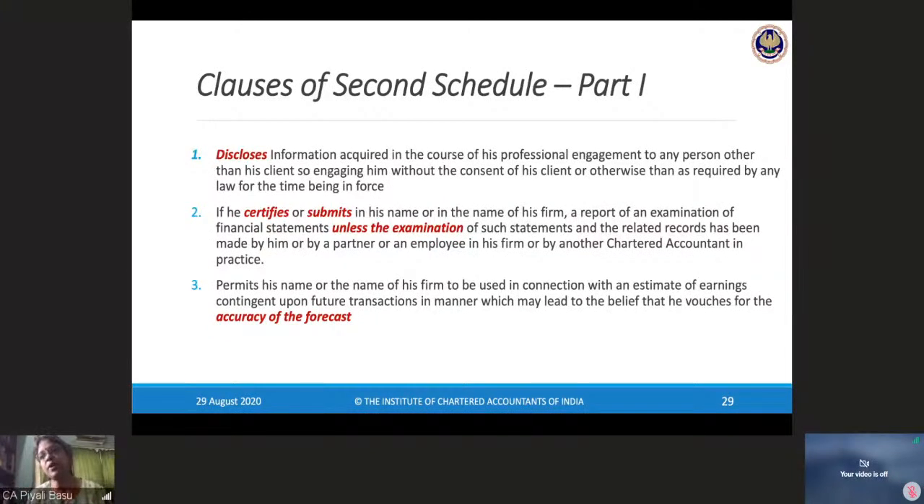So if such a question comes, like this case study, that the chartered accountant signed it on the basis of the client representation, is he guilty of misconduct? Yes, he is. He is guilty of misconduct under Clause 2, Part 1, Second Schedule. No, we can't do that. We can't do that, right? Please keep that in mind.